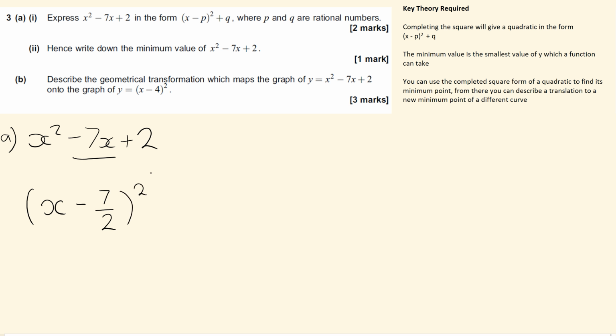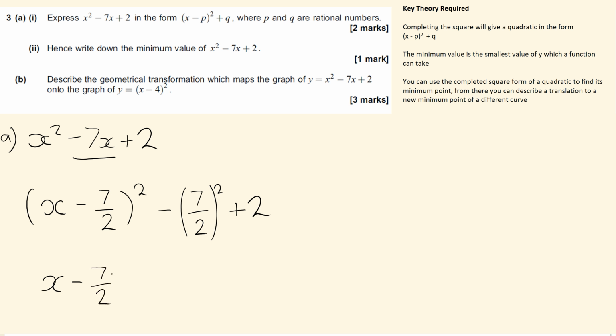Now, if we were to expand this bracket, we would get x squared, we would get our minus 7x that we want, but we would also get this term squared that we don't want. So we're going to subtract 7 over 2 all squared before adding on the 2 that we do want. This is a very standard way of completing the square. The reason I've left it as a fraction is because it's then easy to square a fraction.